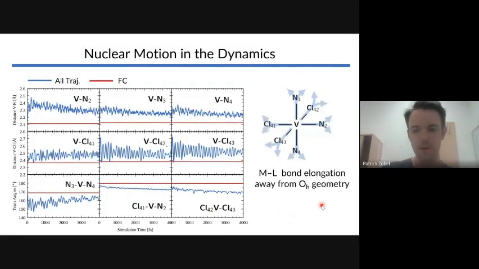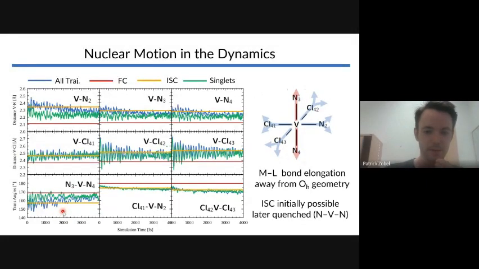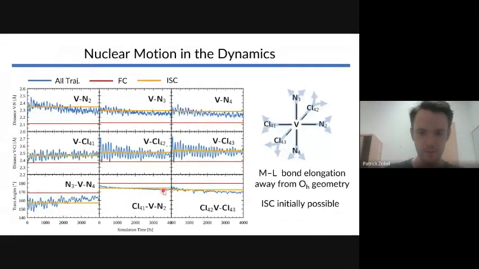Now we can check where the intersystem crossing is actually happening. And this is shown by all these yellow lines. You see that when you look at the first few hundred femtoseconds, initially this yellow line is always there where the blue lines are. So initially, intersystem crossing is always possible. This means that you can have intersystem crossing from your triplets to the singlets, but you can also go back.